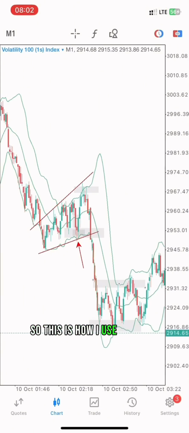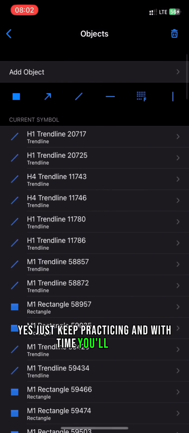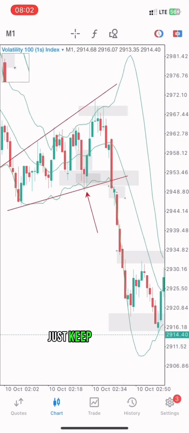So this is how I use to raise small accounts. Yes, just keep practicing, and with time you'll get it. Just keep practicing.